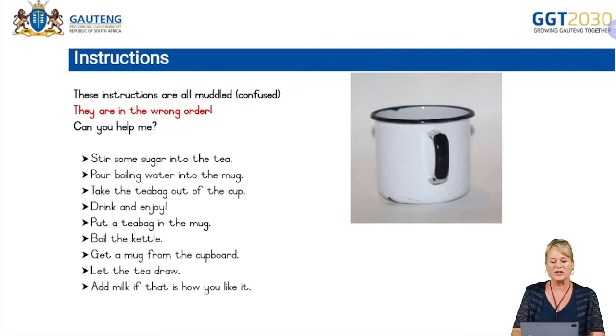Now I've got some instructions here that are very, very muddled up. They are in the wrong order. Can you help me to put them in order? So let's have a look at these. It looks like from the picture we have a mug there, and we are going to make something to drink, I think. The first one says, stir some sugar into the tea. That seems to be a little bit out of order. Pour boiling water into the mug.